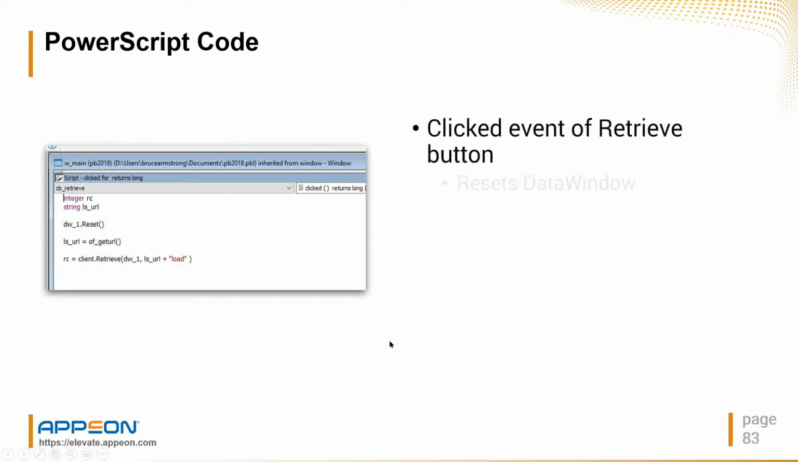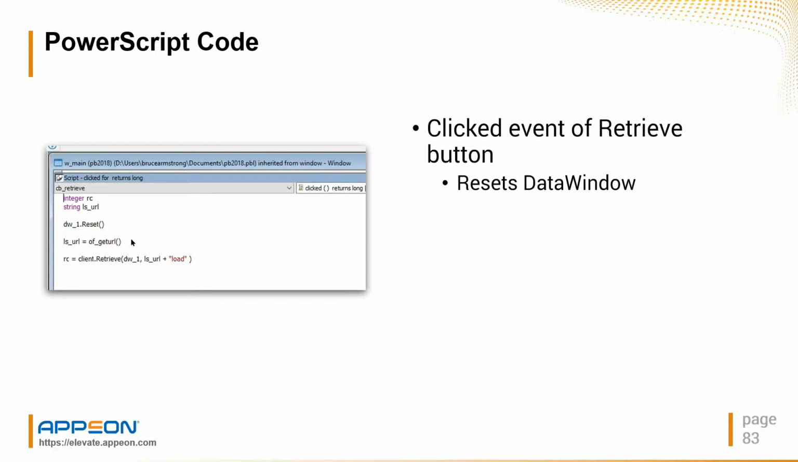This is the retrieve button, which in a sense does a retrieve. It doesn't do a retrieve on the data window, it does a retrieve on the REST client. So what happens is we reset the data window, we go figure out which URL we're calling, and this just gets the base URL, and then I add the method I'm calling behind that. And I happen to call the method I'm going to call.